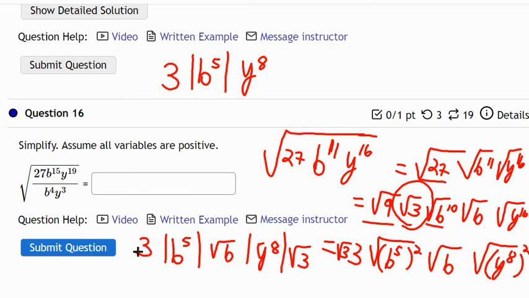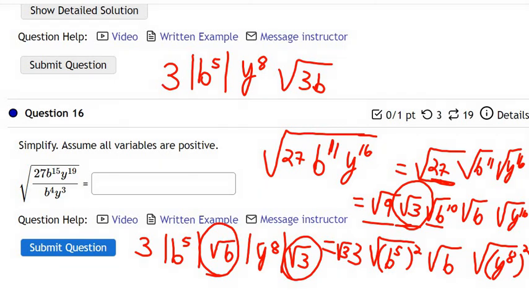So not only do I have the 3 and the absolute value of b to the 5th and the absolute value of y to the 8th, but I also have the square root of b and the square root of 3, that square root of 3 that I neglected from the 27, because 9 times 3 is 27. And that square root of b, or the square root of 3b, has to stay under the radical. So this will be my final answer here. This will be what it'll accept.